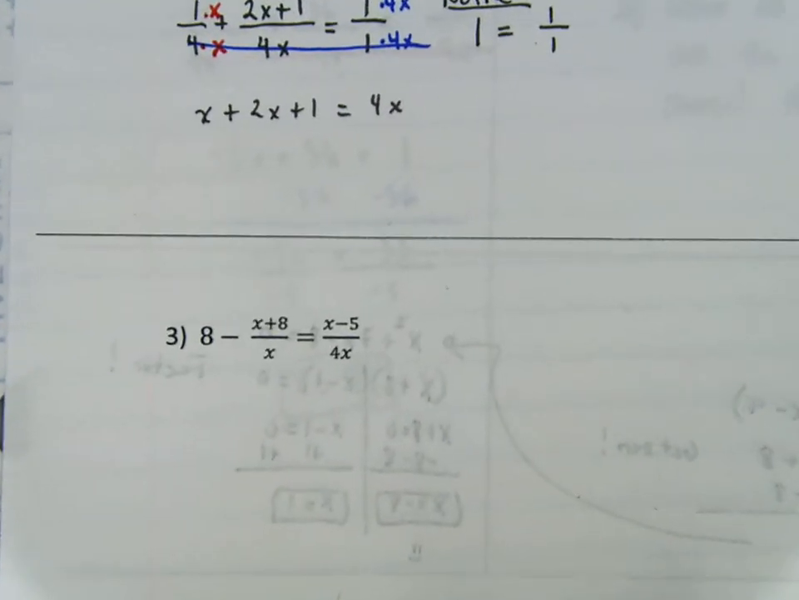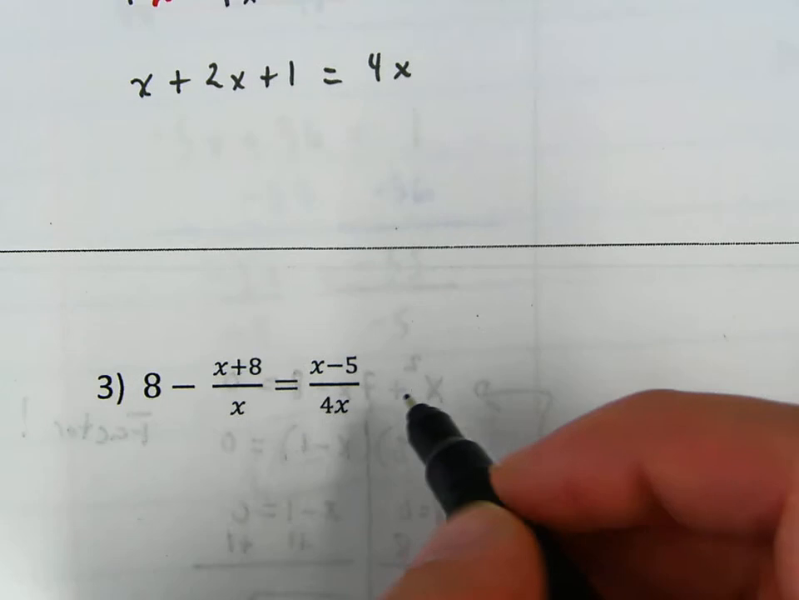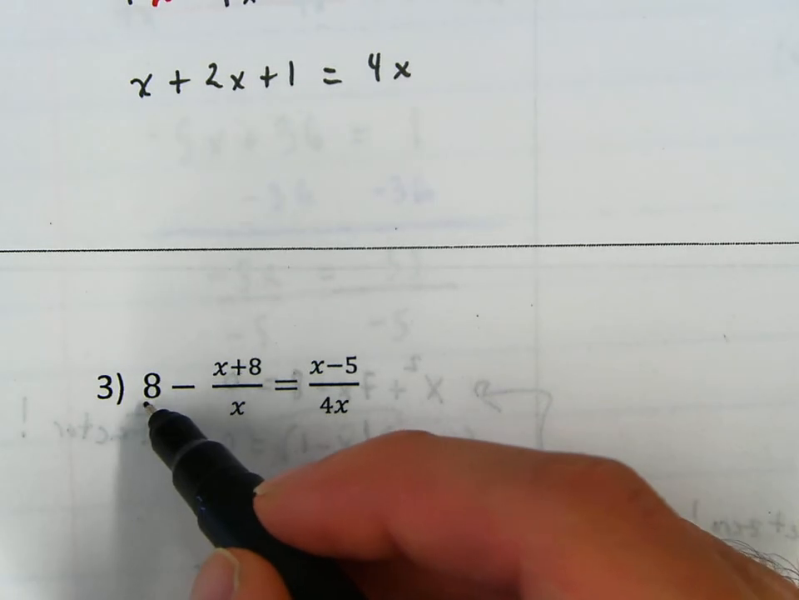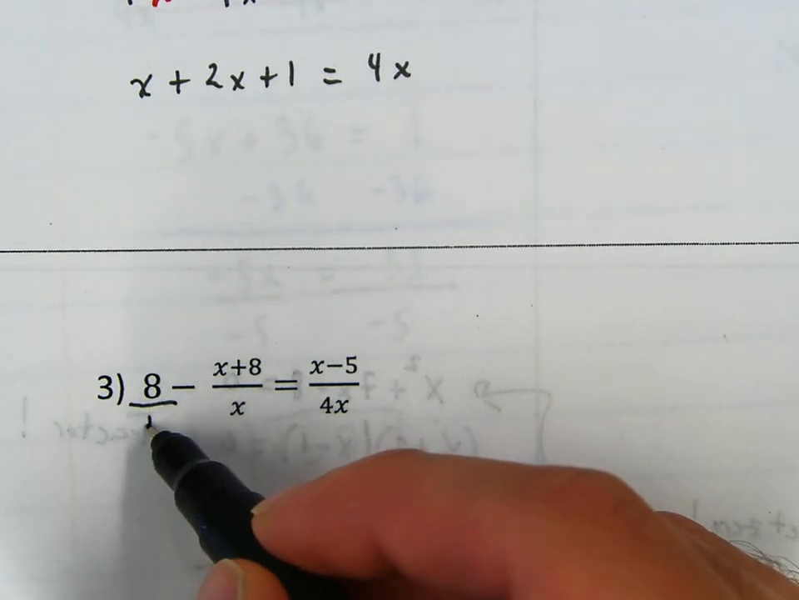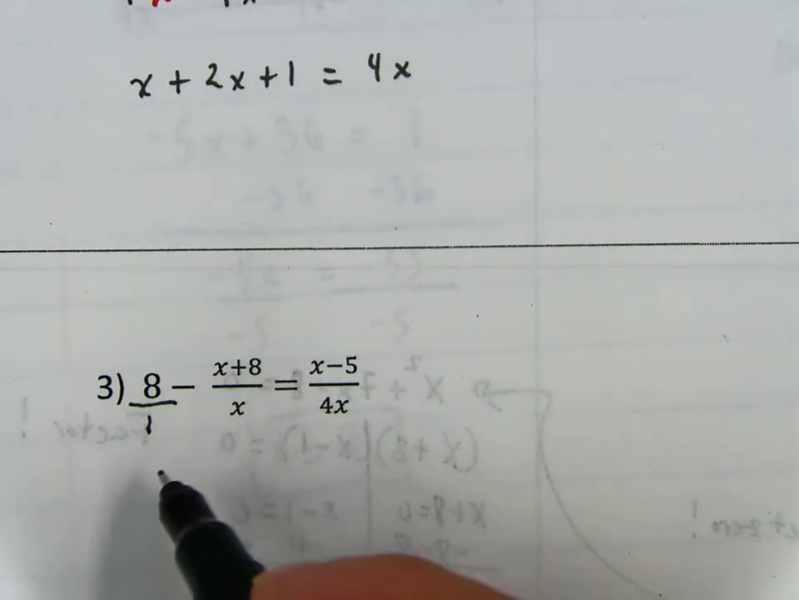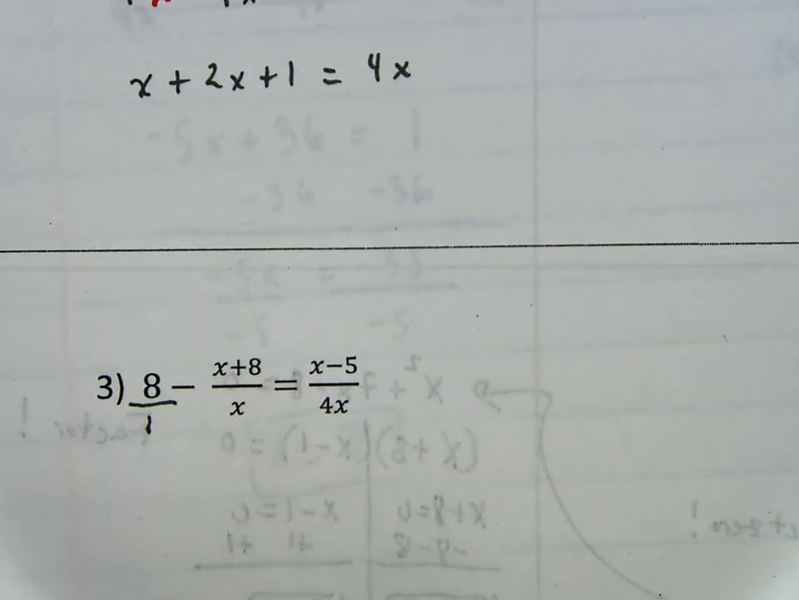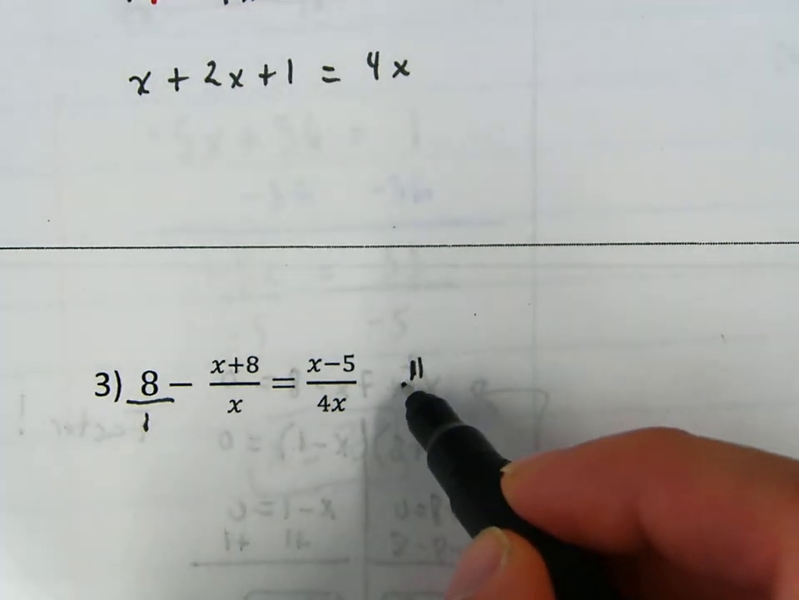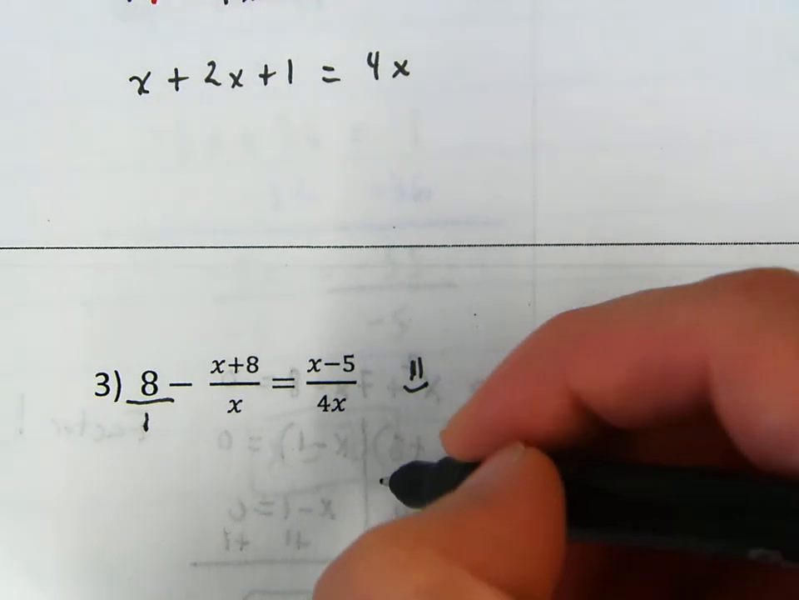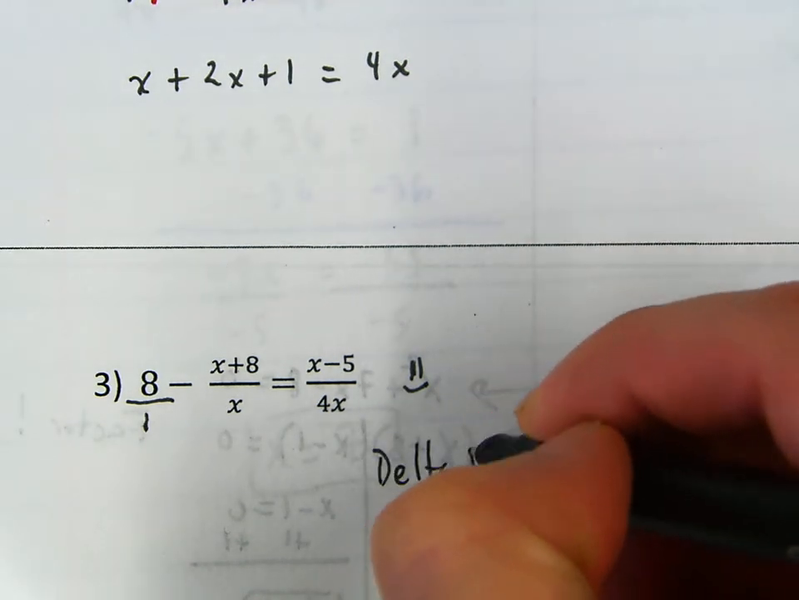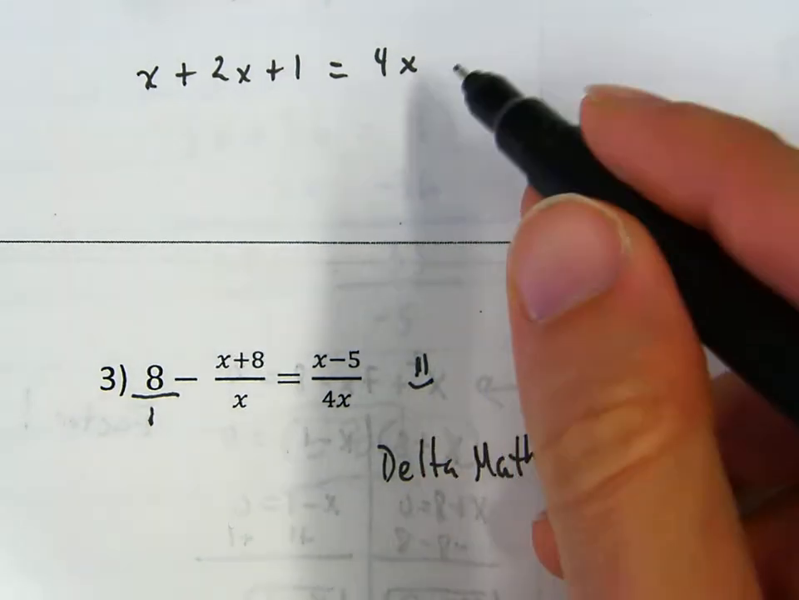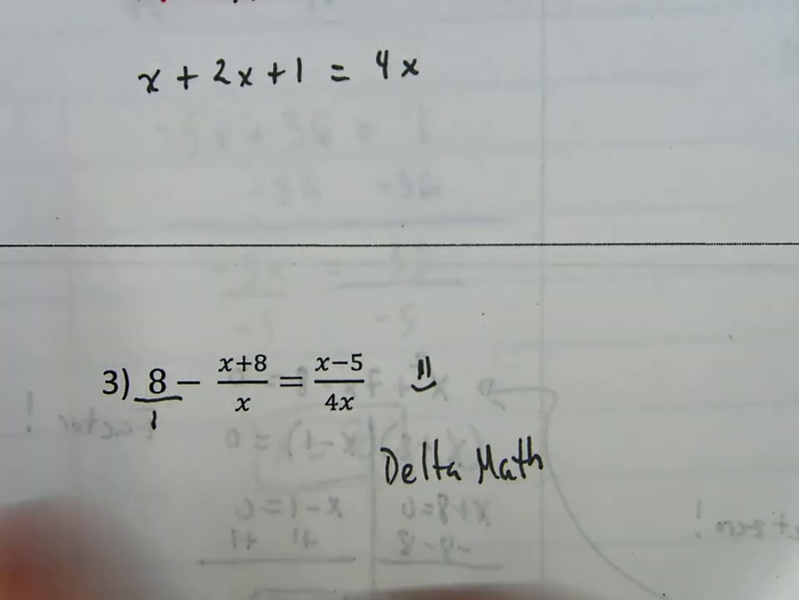And it's the same idea here. What do you think you're going to do with this 8 to make your life nice and easy? Put it over 1, and then make the denominators be the same. Okay, try. And when you get the chance, make sure you finish the Delta Math questions that are similar to these types of problems. You got this.